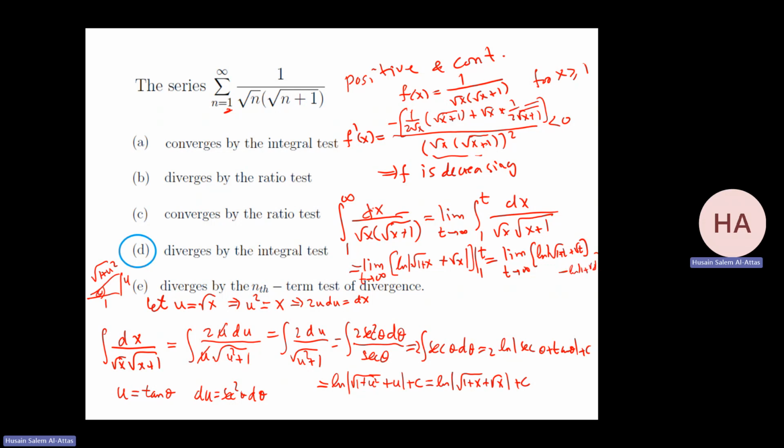Okay, now this thing goes to what as t goes to infinity? This goes to infinity. Square root of infinity, infinity plus infinity, ln of infinity goes to infinity. So it diverges. So the series diverges by the integral test.